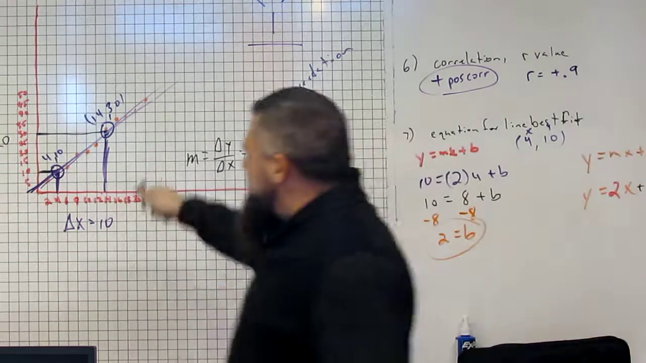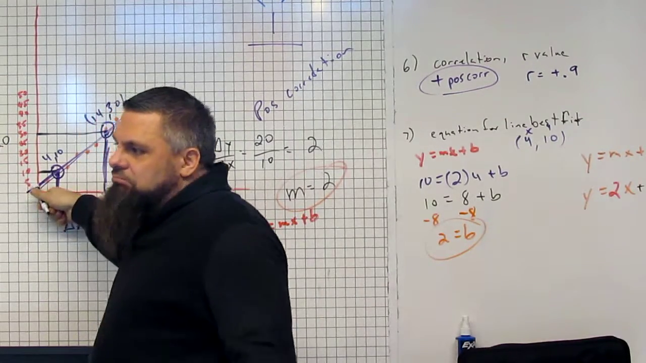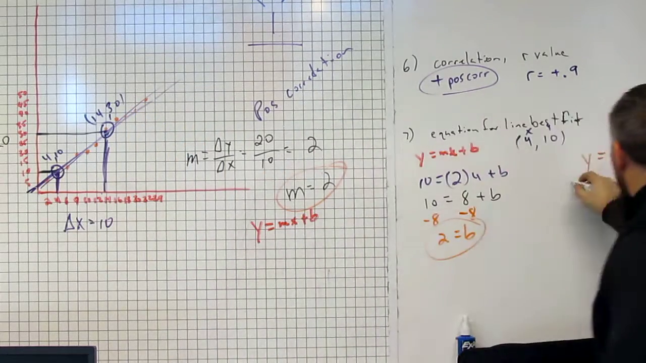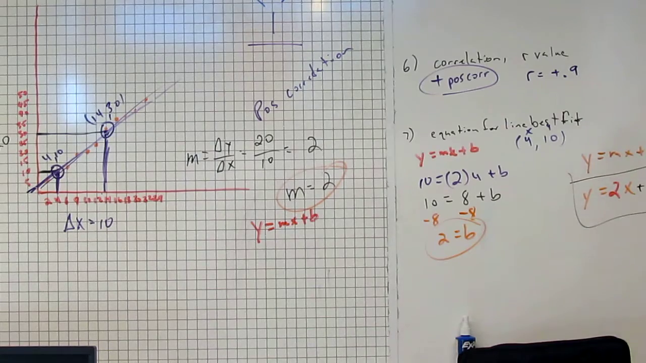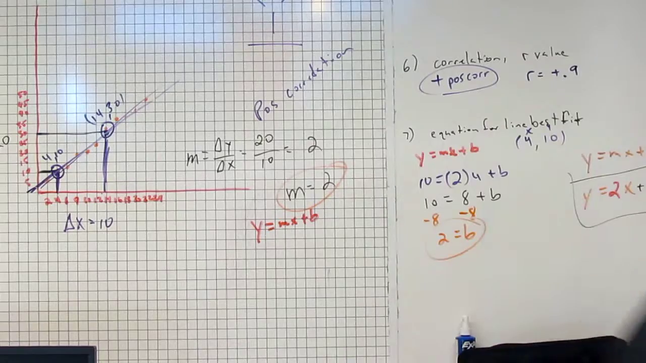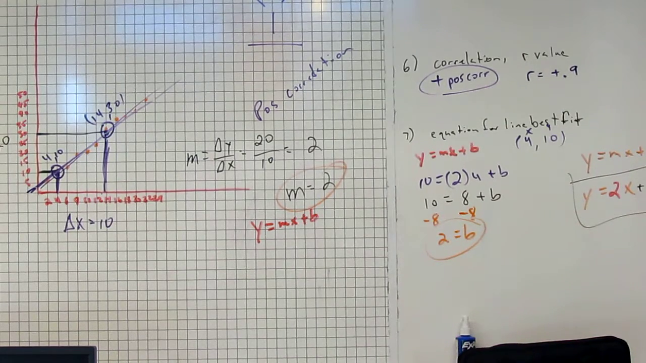So does this cross at about 2? Looks like about 2, right? Yeah. So obviously I'm doing this right. I'm good to go. That's the equation of the line. And that's how you solve for the equation of a line and the correlation R value.